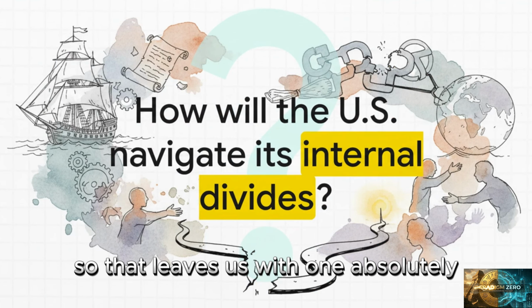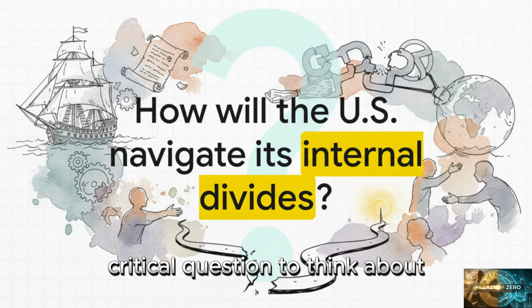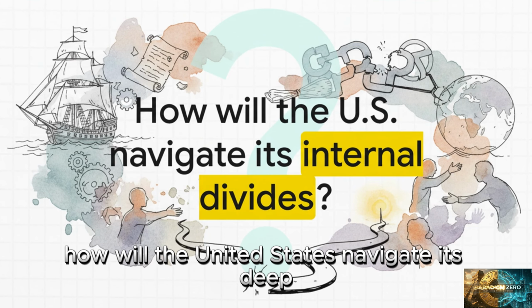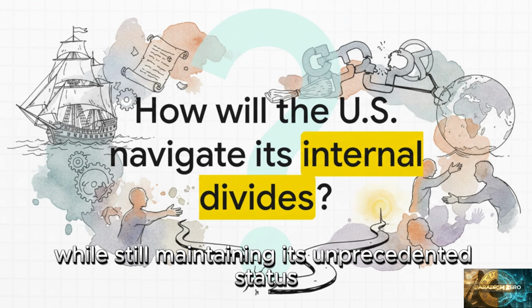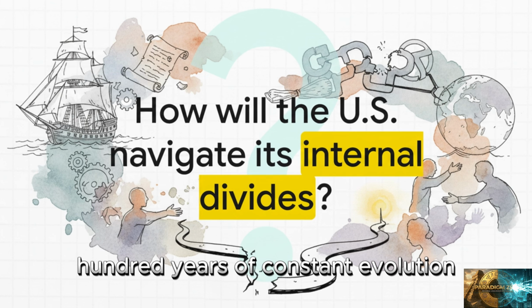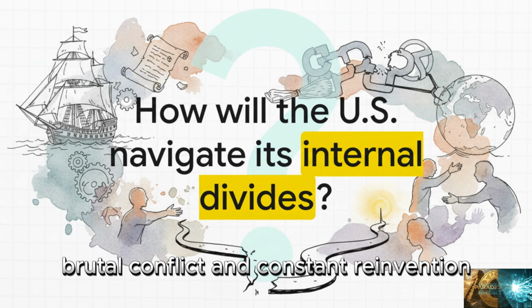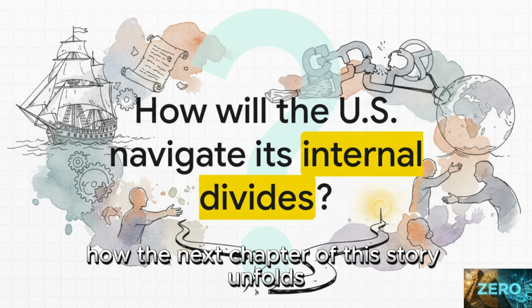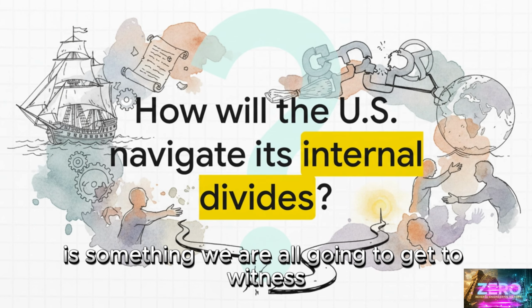So that leaves us with one absolutely critical question to think about. How will the United States navigate its deepening internal divides while still maintaining its unprecedented status as a global superpower? We've just traced 400 years of constant evolution, brutal conflict, and constant reinvention. How the next chapter of this story unfolds is something we are all going to get to witness firsthand.